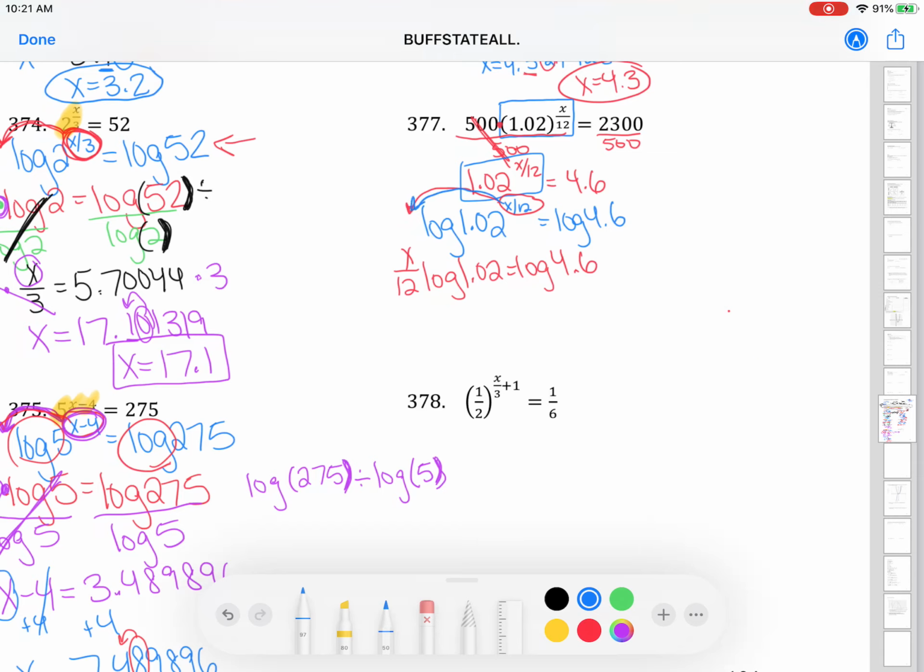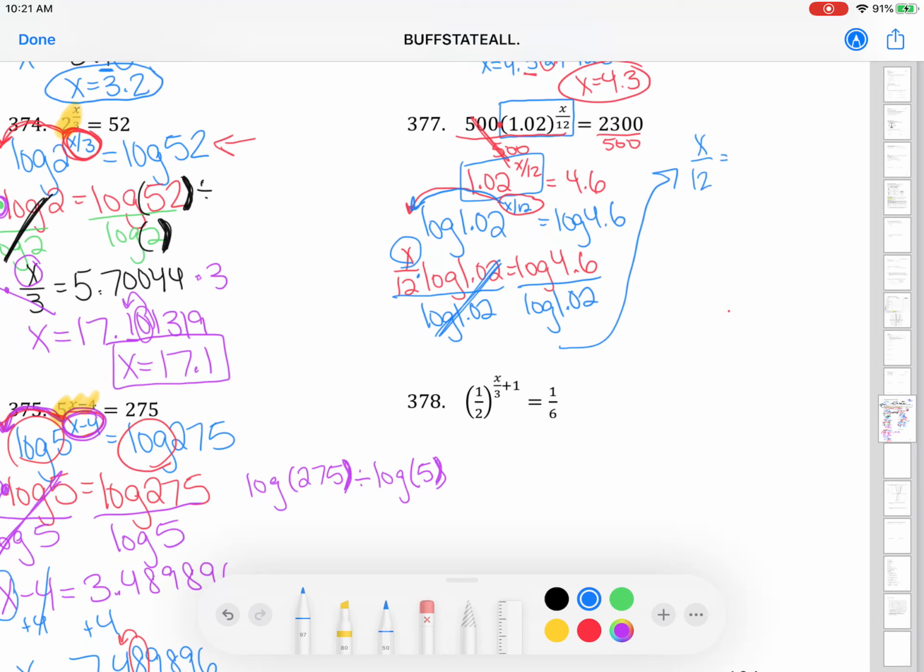Now the log served its purpose. It brought this exponent down in front for me. So now I'm done using it. I'm going to get rid of it. It's being multiplied, so I divide by the log of 1.02. Another thing some people tend to get caught up with is they divide by the log of 4.6. You don't want to do that. Your goal is to get x alone. Remember, that's always the goal. X is on this side, so you want to move this log over to the other side. Get everything away from the x so that these cancel out.